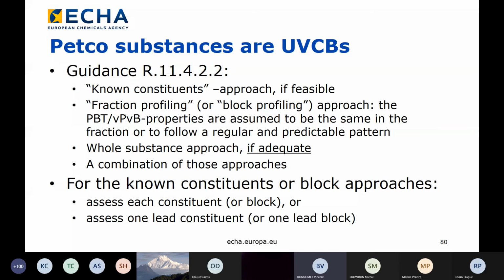There is also another situation. It's not necessarily just worst case, but if you test a constituent or block and you assume that it's most likely not PBT, but the actual experimental result shows that it is PBT, then you should conclude in this situation that the substance is PBT. Next slide, please.